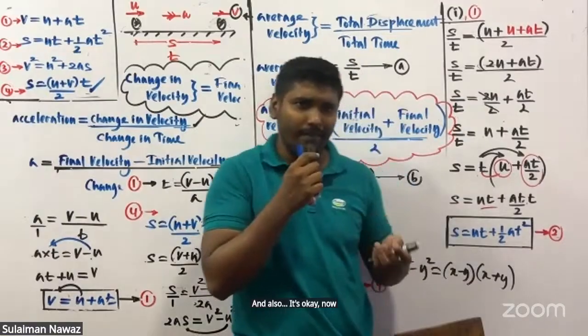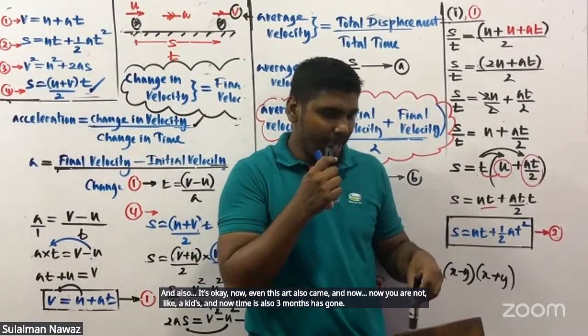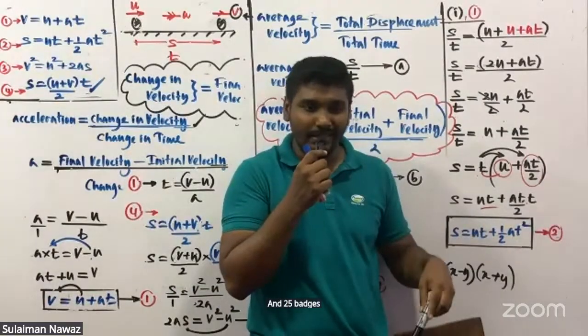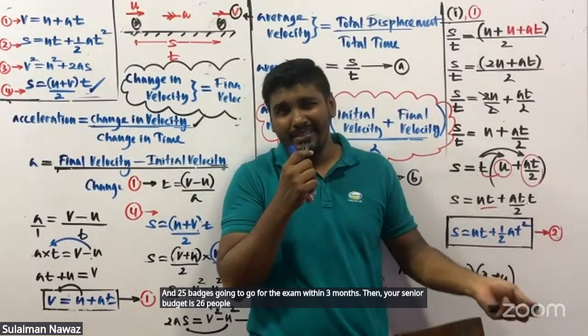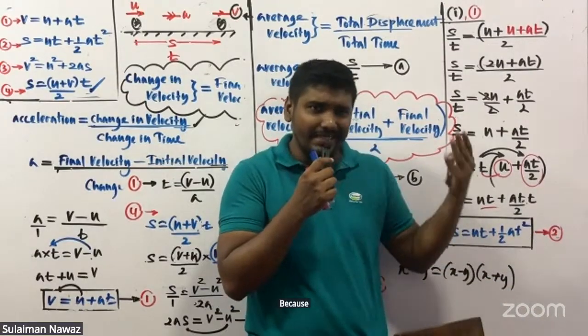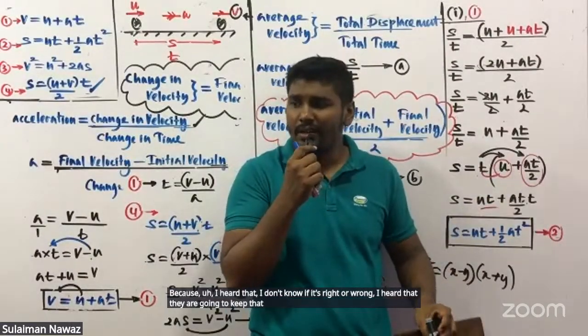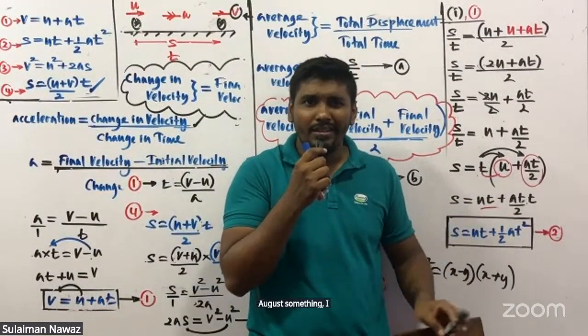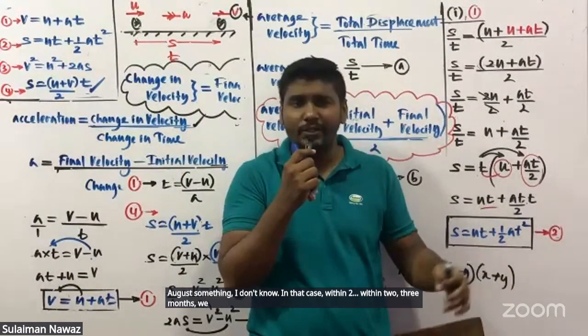Even the result came, and now you are not like kids, and three months have also gone. The 25 batch is going to sit the exam within 3 months. Then your senior batch is the 26 batch, so you are also somewhat senior. I heard, I don't know if it's right or wrong, that they are going to keep the oral exams in August or so. I don't know. In that case, within 2 or 3 months, we have to start the 28 batch also.